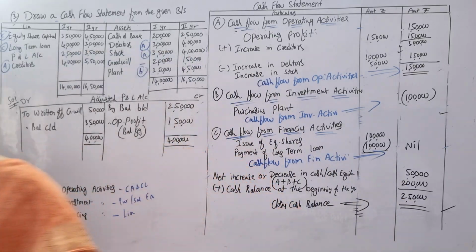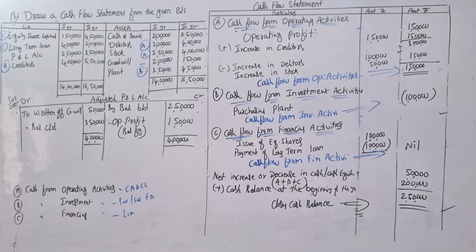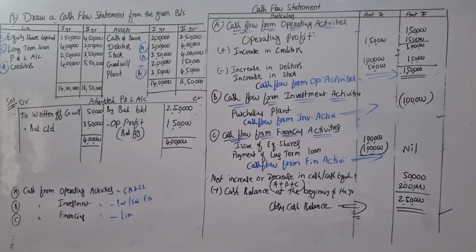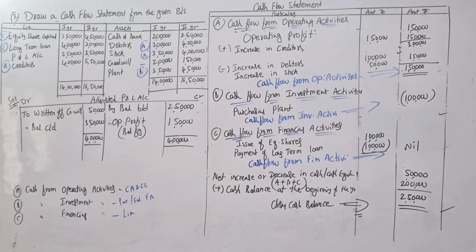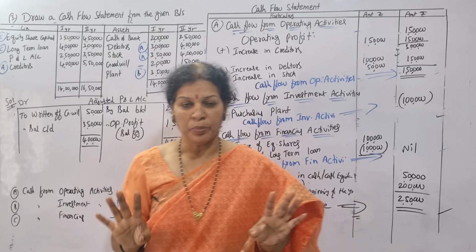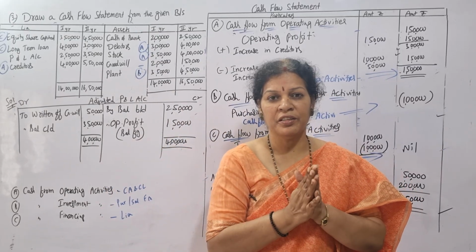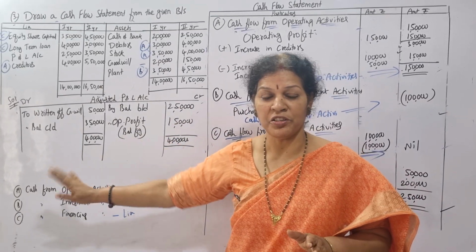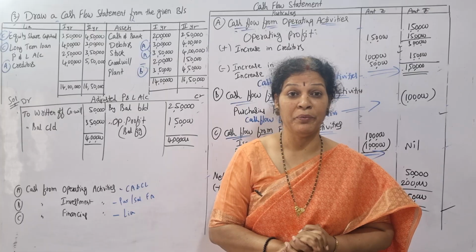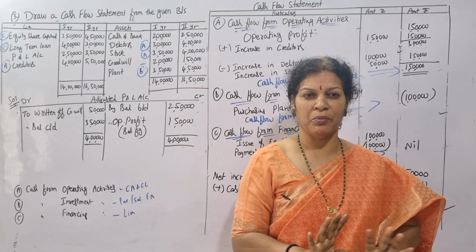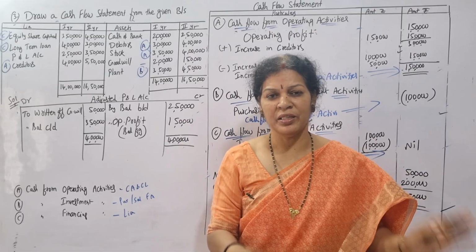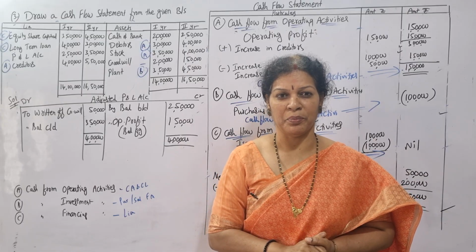Take the screenshot. Once again, I'll explain it. Hope the problem is very clear. The only thing here is understanding the adjusted profit and loss account: why do we open it, and when do we have to open it. If you understand this, the rest of the problem is normal. Whatever we have done so far, the same thing we have completed in this problem.